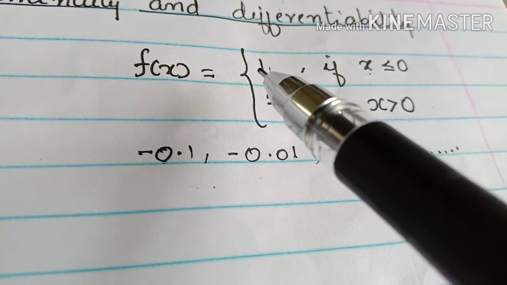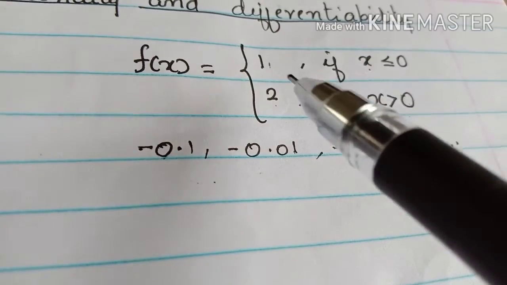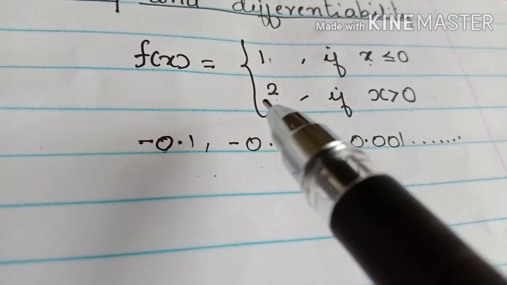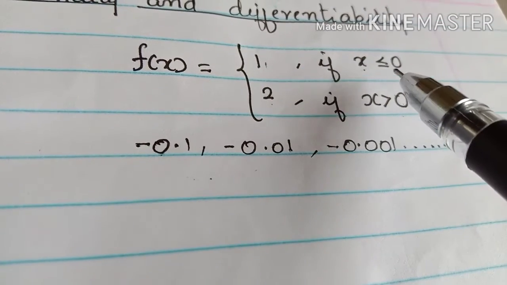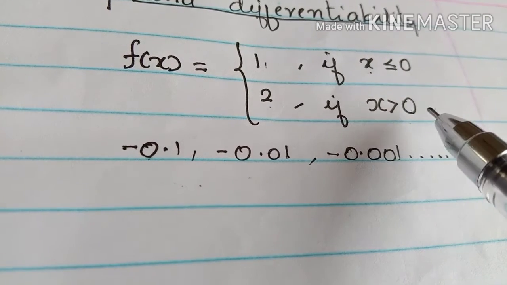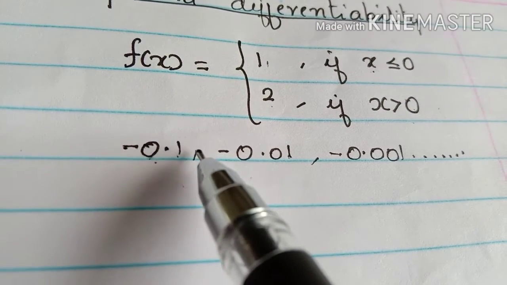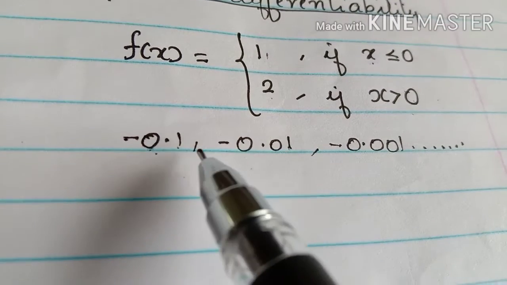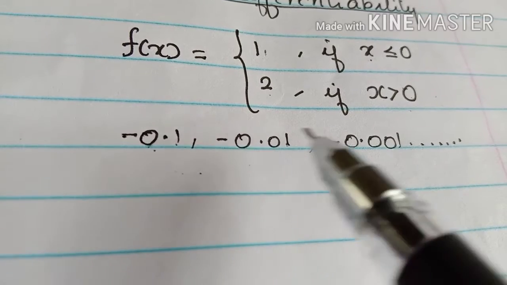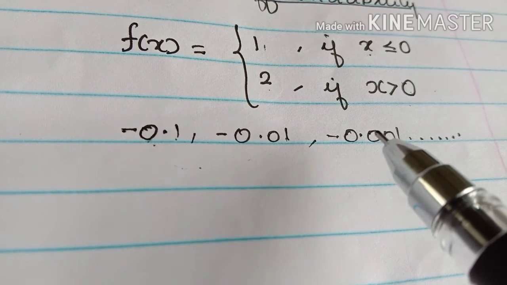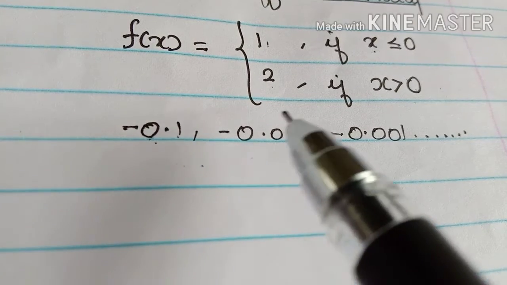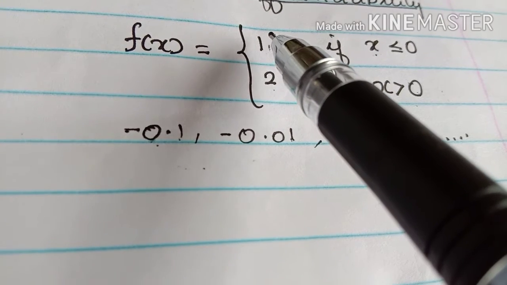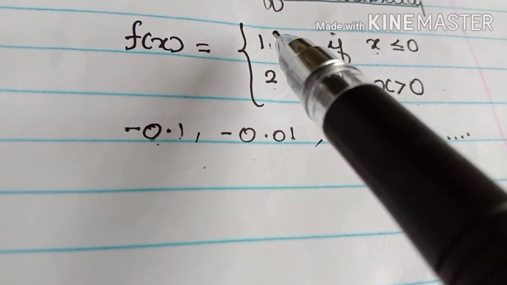So this function is of course defined at every point of the real line. Now listen, take the points near and to the left of 0, like negative 0.1, negative 0.01, negative 0.001, etc. These points are less than 0, meaning negative numbers near 0. In these points, the value of the function is 1.